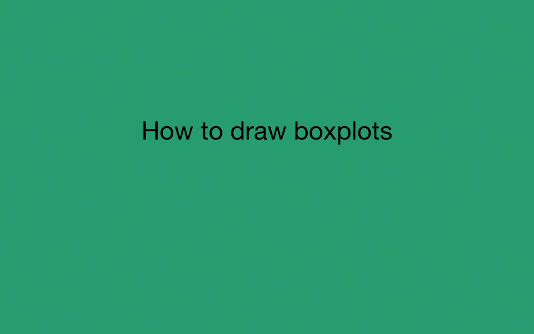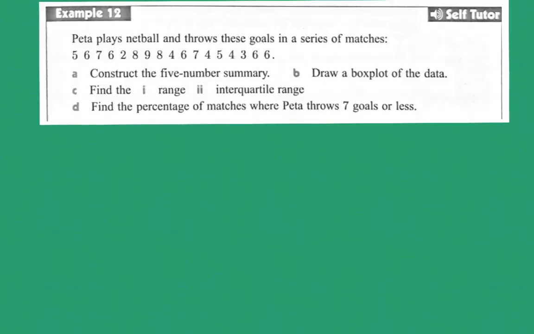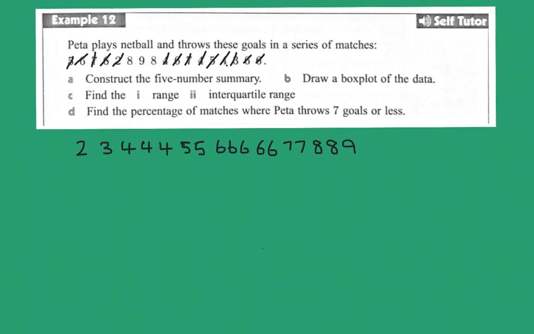Hi girls, this is a short video about how to draw box plots. First step is to write the scores out from smallest to largest. We're going to construct our 5-number summary by hand.